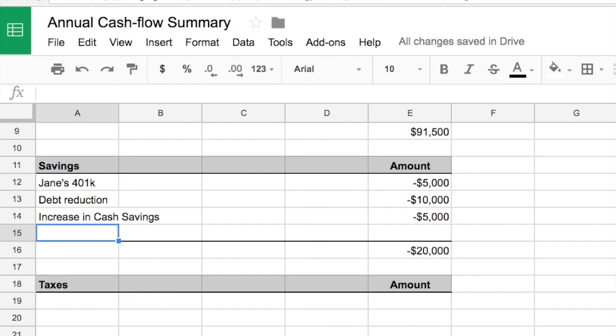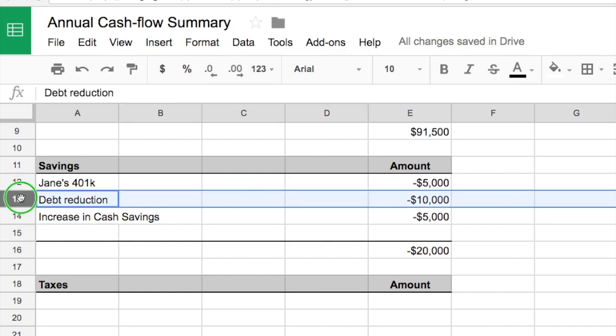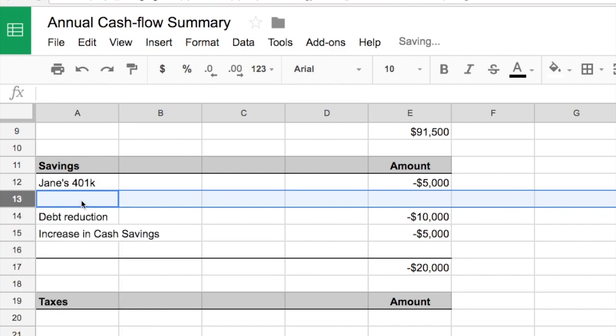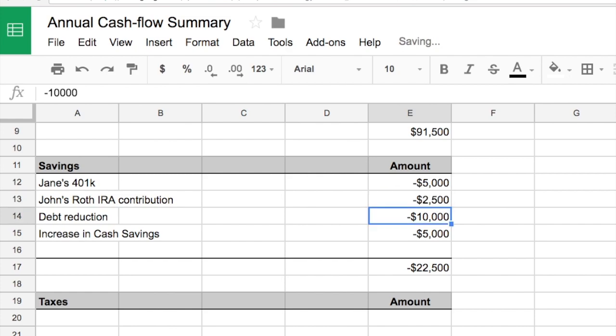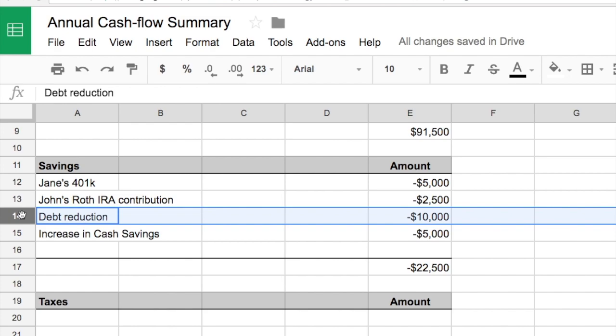Another form of savings might be, let's talk about retirement savings such as IRA contributions or Roth IRA contributions. So I'm going to insert a row here because I want my retirement to be together. So I'm going to say John's Roth IRA contribution. Let's say that John put $2,500 in his Roth IRA, and that was his contribution to retirement for the year. And also, let's say that you just had a general contribution to investment accounts. So this could be a mutual fund.